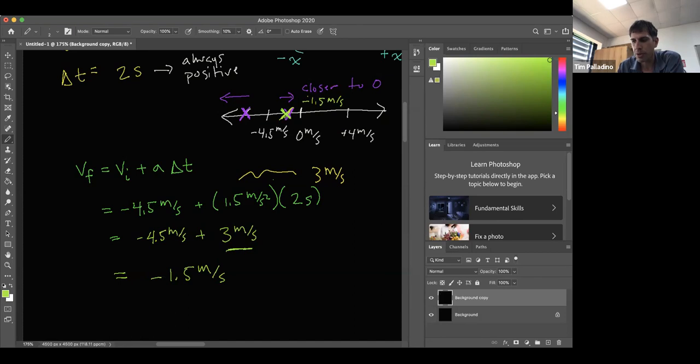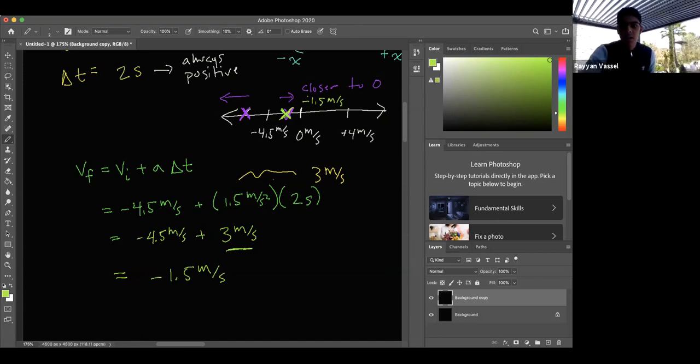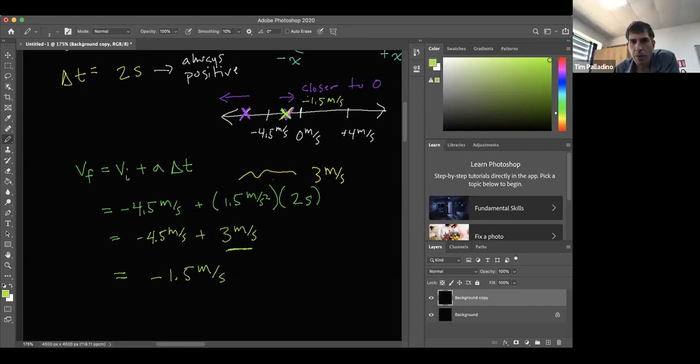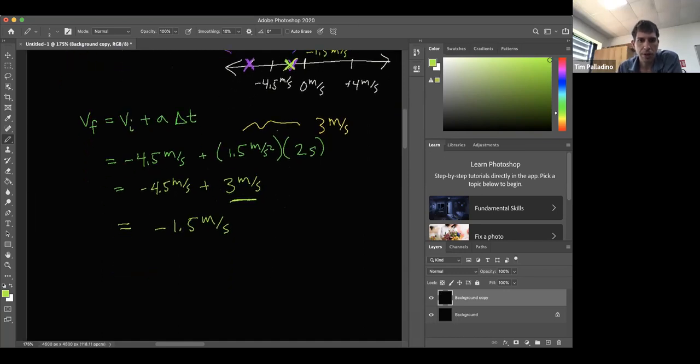All right. Any questions on this? Yes, I have one question. Would it be technically wrong if you would do negative 1.5 times negative 2? Yeah, because time will always be positive. That's an important point to bring up. Time, delta t, is always positive.